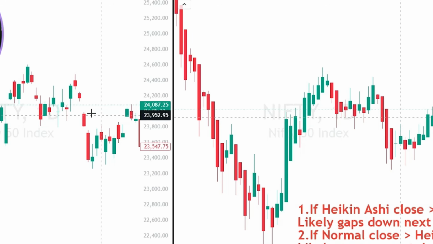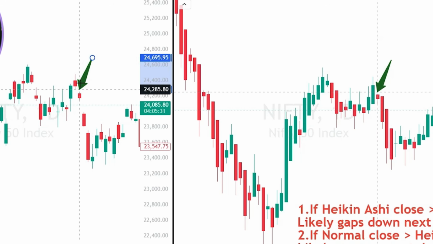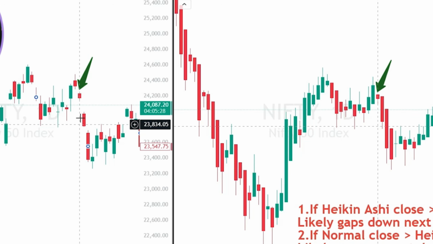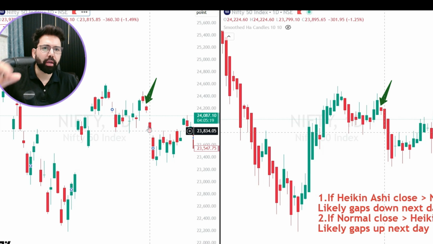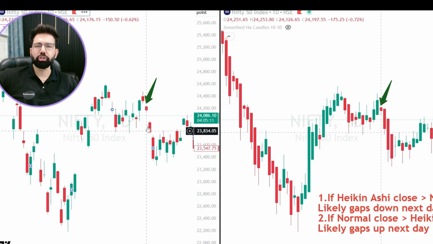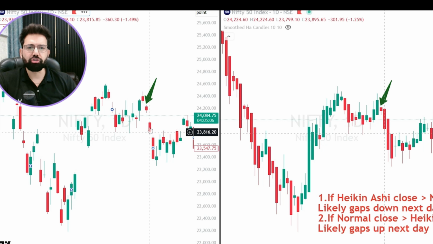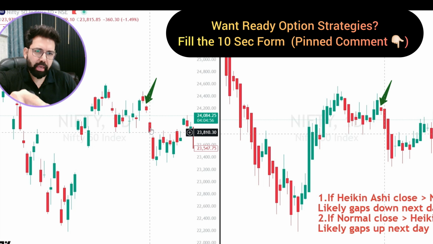And here what do you see? If I simply look one day prior, this one, on this day, 8th of May, the normal closing was 24,176. The Heikin Ashi closing, as you can see here, let me load it properly, was 24,197. Heikin Ashi closing was more, right? And what do you see next day is Nifty really gapped down, right? So far it's very interesting. And next day in the normal candlesticks you see that there was a big gap down on Nifty. Now this is the basic.